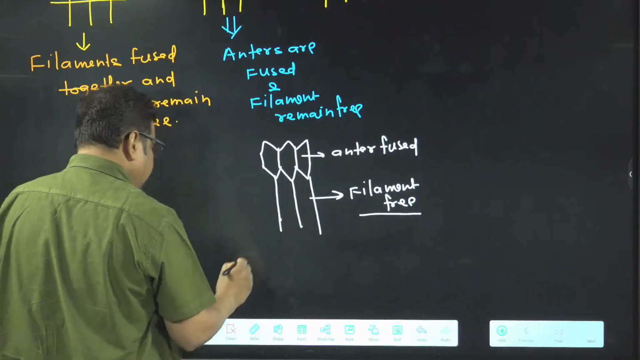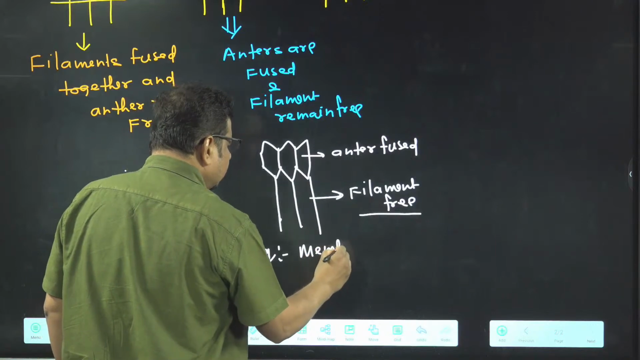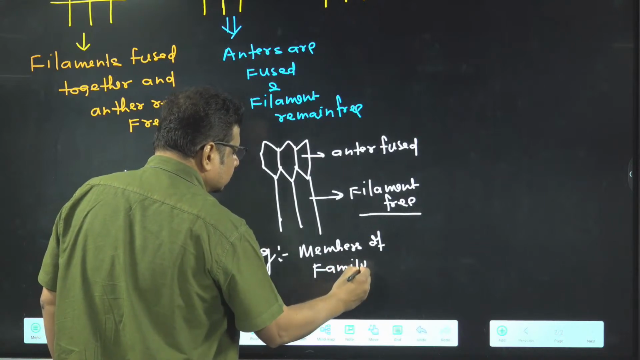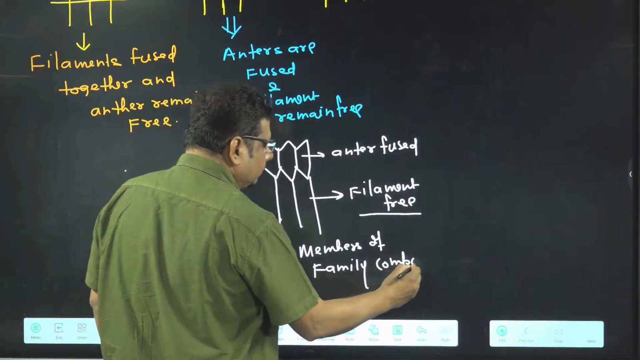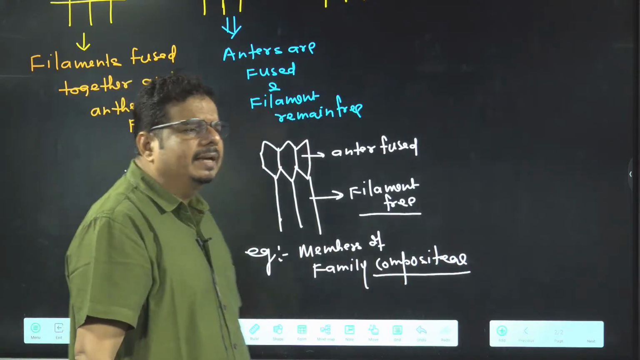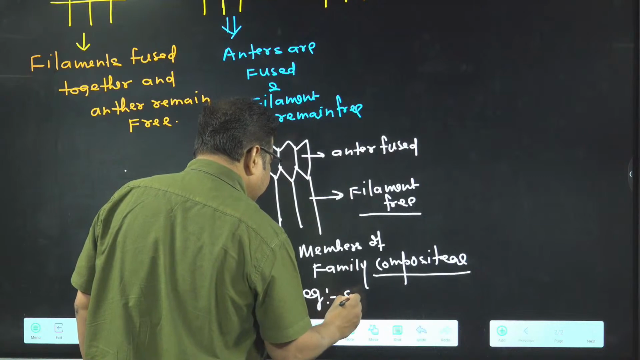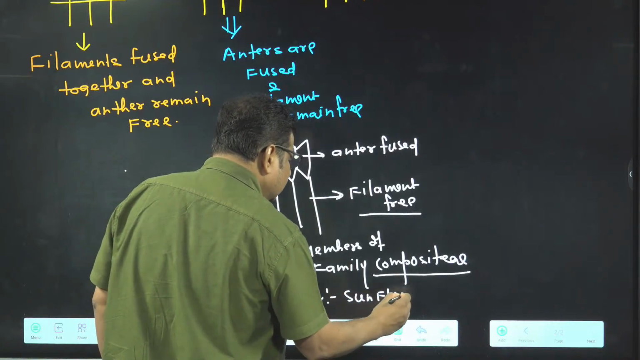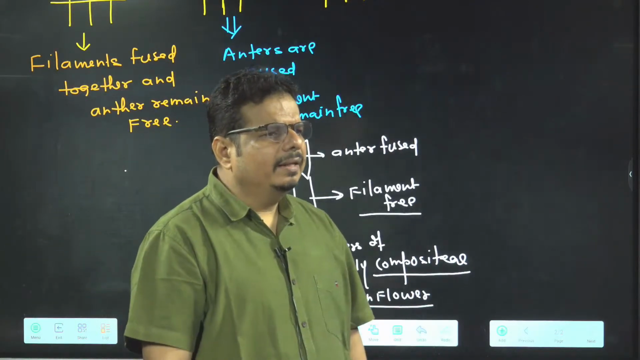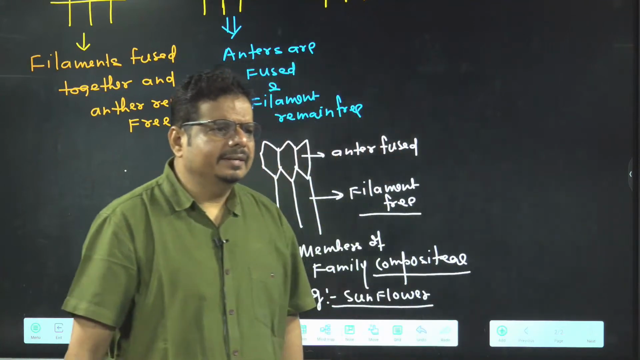I am writing, example of syngenesis condition is members of family Compositae. It is also called family Asteraceae. Getting the things? And characteristic example here is sunflower. So in sunflower, what kind of condition you will report? Syngenesis condition. Is it clear?